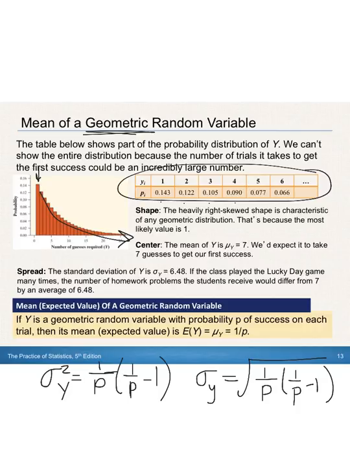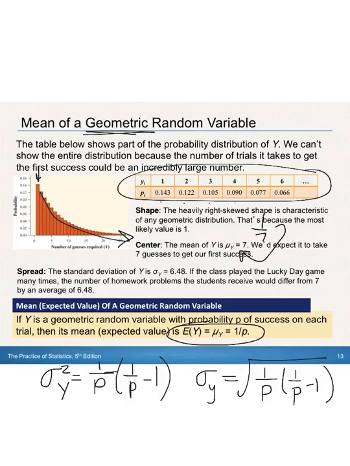The center has a formula, and the formula is you're going to go ahead and take the probability and take its reciprocal, 1 over the probability. So in this particular case, the probability is 1/7. So the expected value, or the mean, is going to be 7.